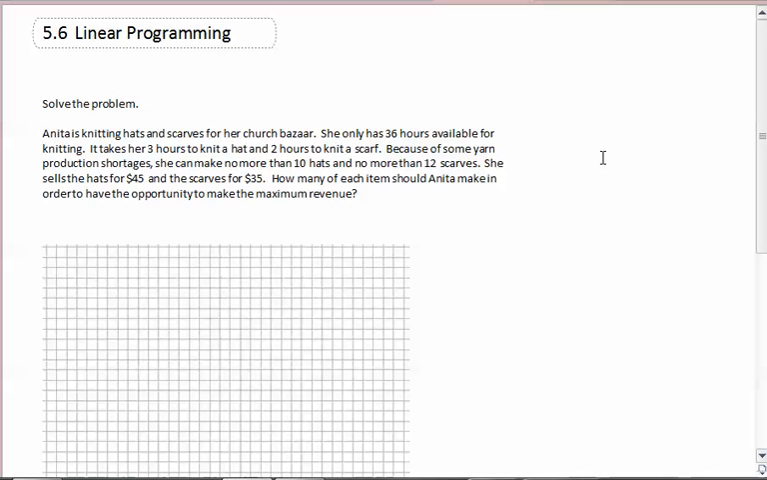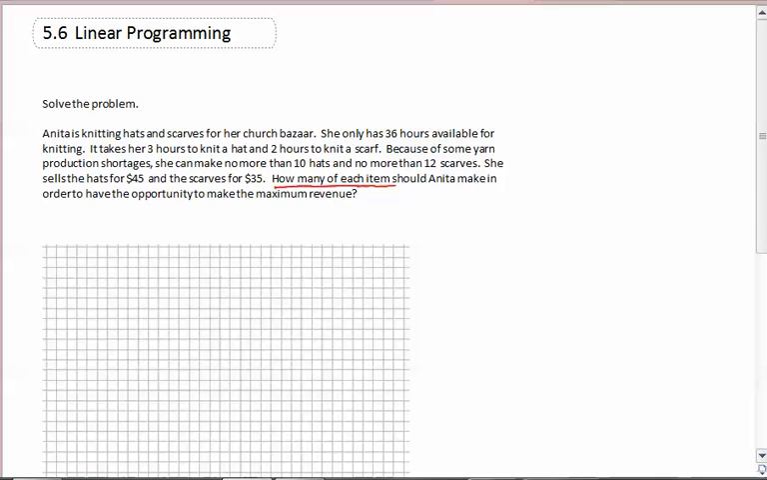But because of some yarn production shortages, she can make no more than 10 hats and no more than 12 scarves. She sells the hats for $45 and the scarves for $35. How many of each item should Anita make in order to have the opportunity to make the maximum revenue? So let's take a look first of all at the last sentence. How many of each item?